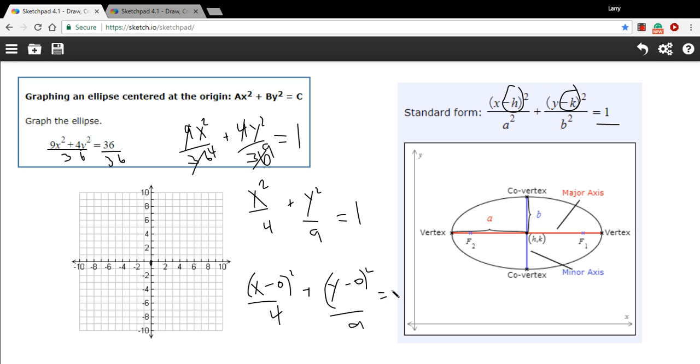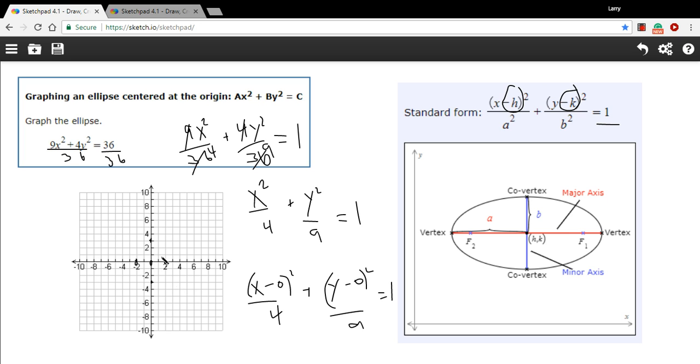All right. Now, what we want to do is draw in our major and minor axes. And remember, what we do is the width of this, we take the square root of this denominator under the x. So the square root of 4 is 2, and we're going to go 2 points to either side of the center. And in this case, this is the minor axis. This is going to be a vertically oriented ellipse because this number is smaller than this number. And then to put in the major axis, we're going to take the square root of this denominator under the y. Square root of 9 is 3, so we count 1, 2, 3 on either side on the y.